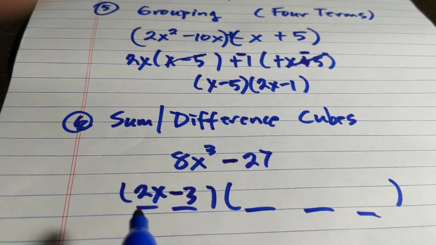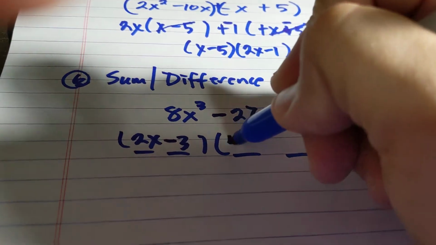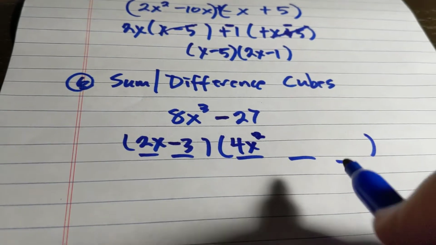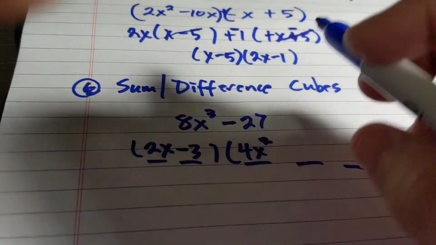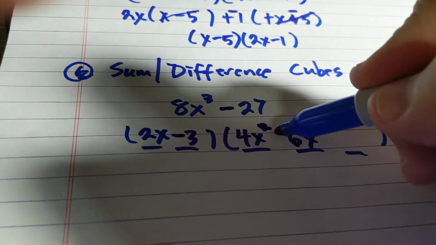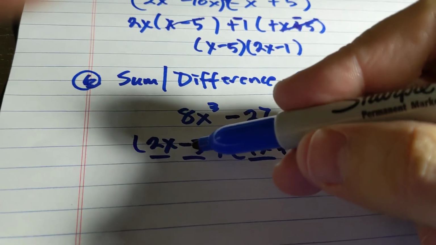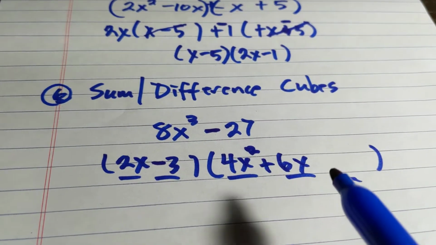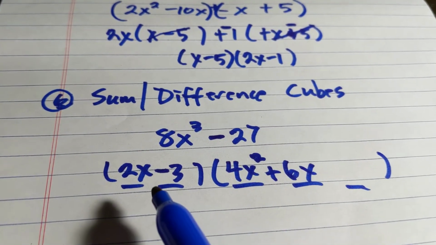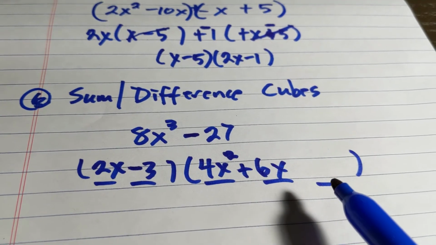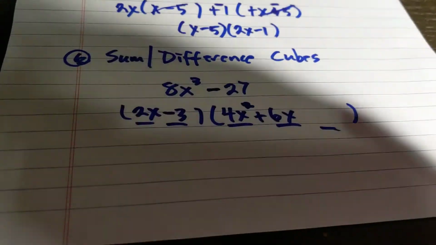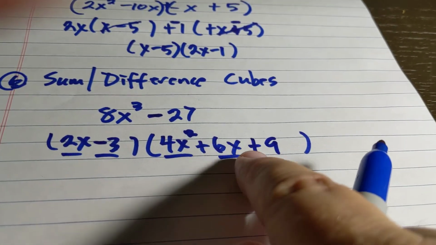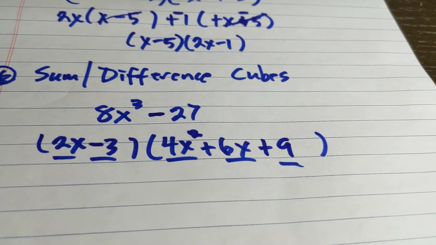So this blank is that one times itself. 2x times 2x is 4x squared. This middle blank is that times that, and it's going to have the opposite sign here as what you had over there. So 2x times 3 is 6x, and this is going to be addition because this was subtraction. And then the last blank is going to be that term squared. So 3 times 3 is 9, and the last operation here is always addition.